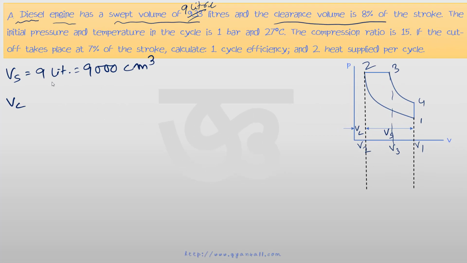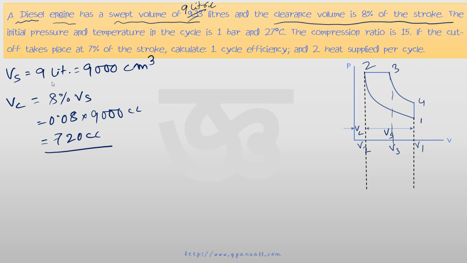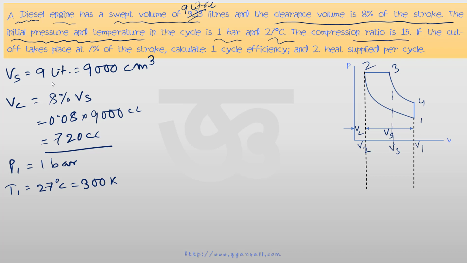Now in the problem, the clearance volume is 8% of the stroke. So Vc is equal to 8% of stroke volume, and that is equal to 0.08 multiplied by Vs, that is 9000 cc, and that is equal to 720 cc. In this problem, it is given that initial pressure and temperature is 1 bar and 27 degrees centigrade. So P1 equal to 1 bar, T1 equal to 27 degrees centigrade, that is equal to 300 Kelvin. And the compression ratio, Rc, is 15.